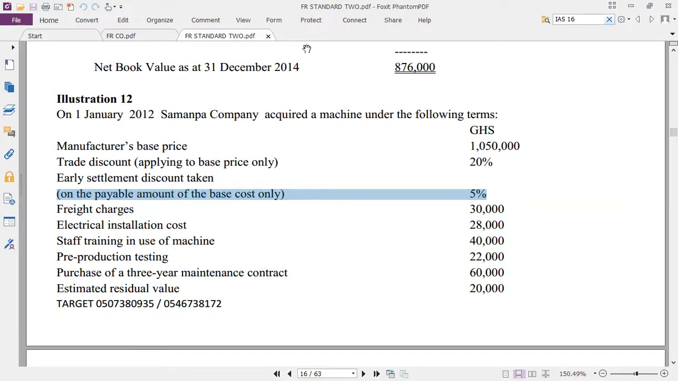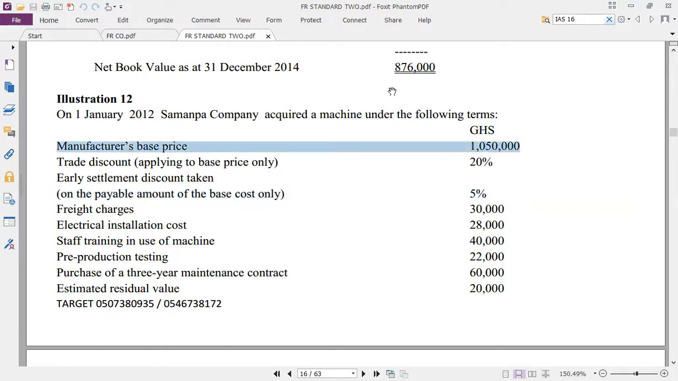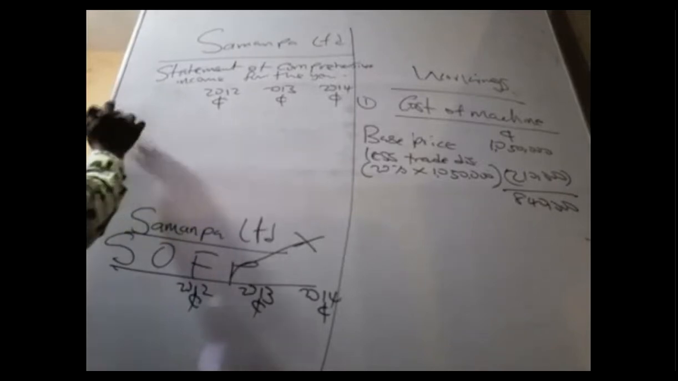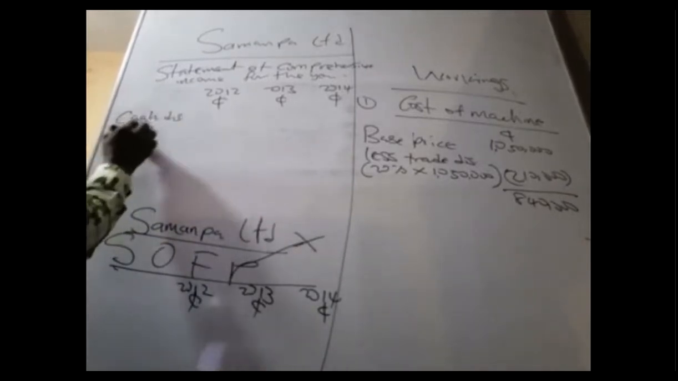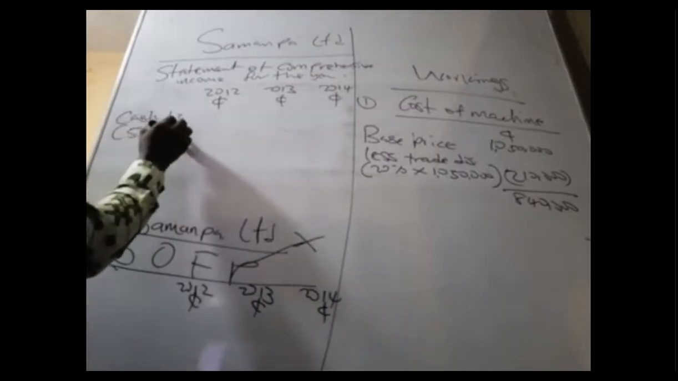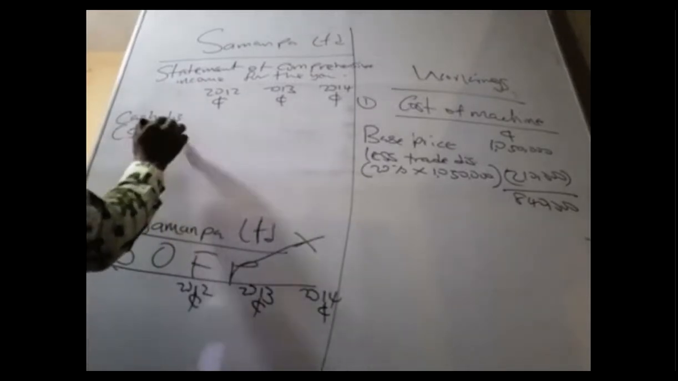I'll call it settlement discount 5% on the payable amount. The payable amount is not 1050. Take note. The payable amount is this figure. So if I should put everything, I write the discount. We call it cash discount. In bracket 5% times 840,000.